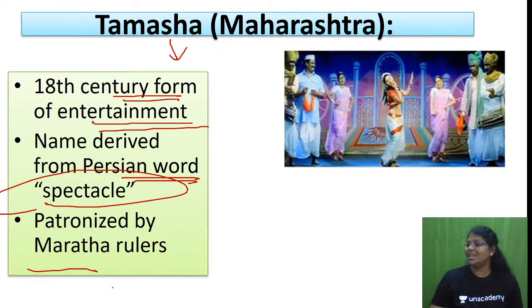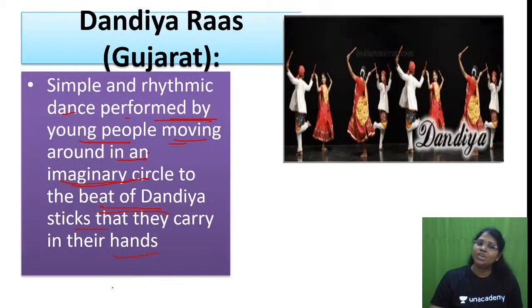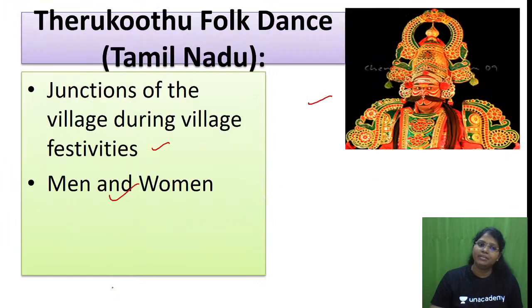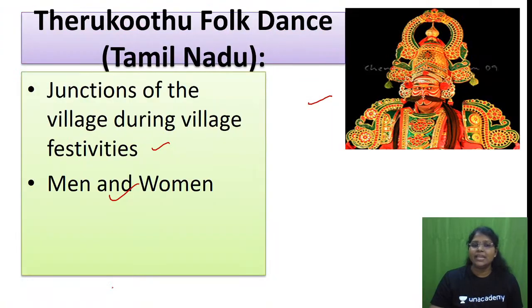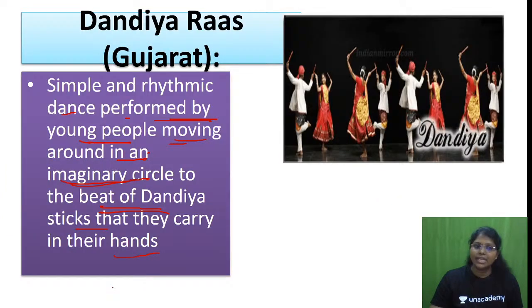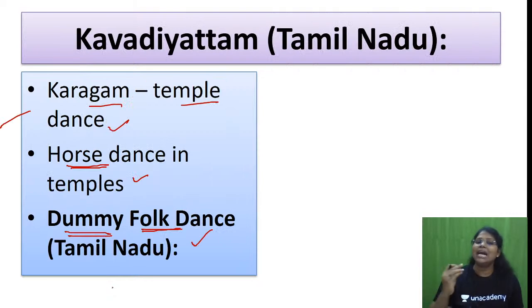Tamasha, Maharashtra, fun, entertainment, okay? Tamasha, Maharashtra. Kutiyattam, Kerala. Prior to this, we have seen one more from Kerala. Padayani, Kutiyattam. Ottam Tullal, very very important. Ottam Tullal. Why? Because it is also called a poor man's Kathakali. Yes or no, ma? Poor man's Kathakali.